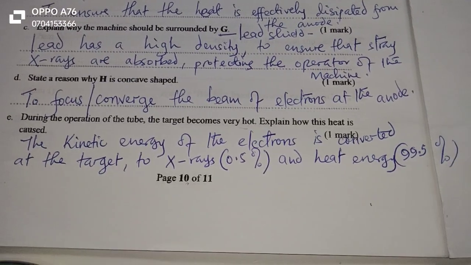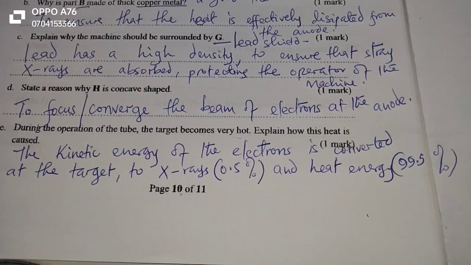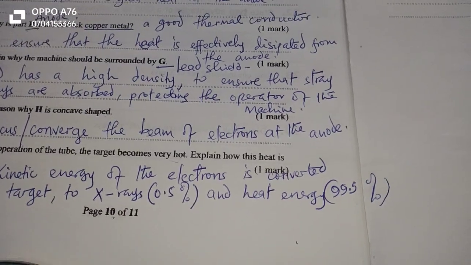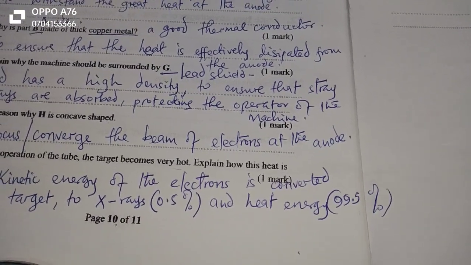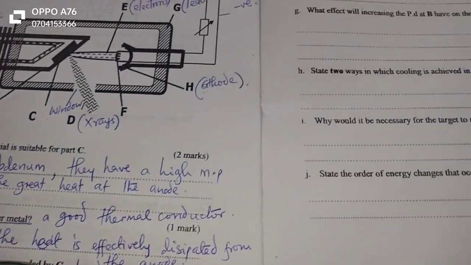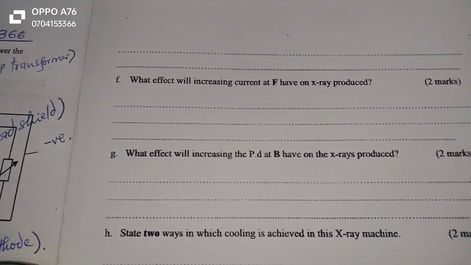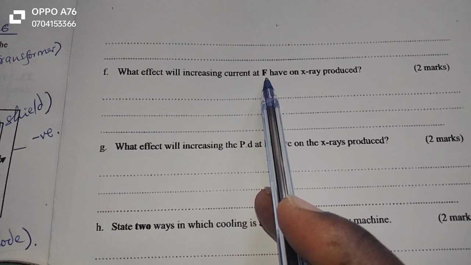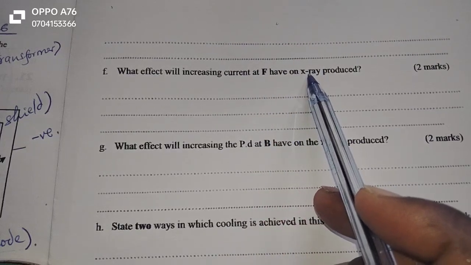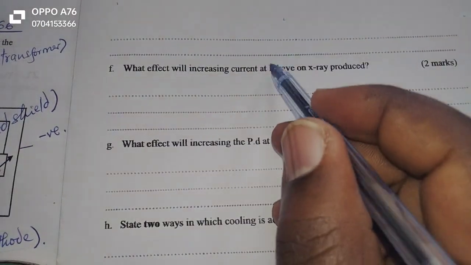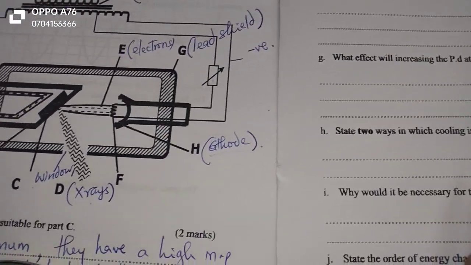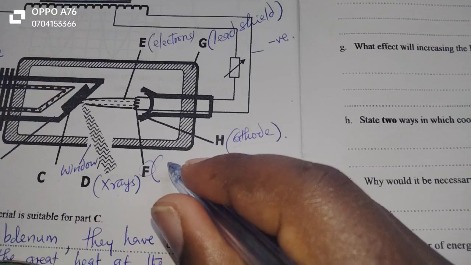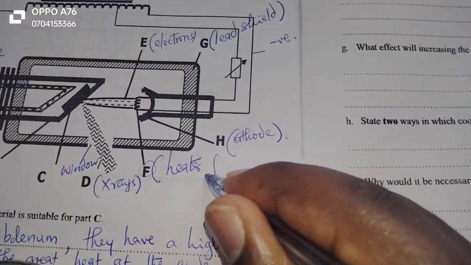So it becomes very hot because the energy in the electrons is converted into X-rays, 0.5 percent, and 99.5% approximately becomes heat energy. So with that, then the target has to become very hot. We have part F. What effect will increasing current at F have on X-rays produced? So let's go back to the diagram and we see what F is. So we are asked, increasing the current at F, that is the heating filament. F is the heating filament.